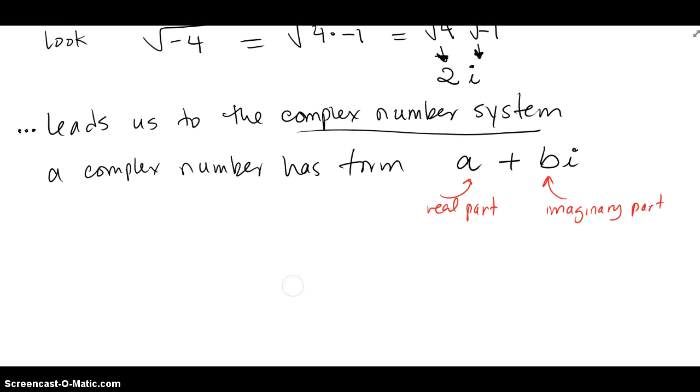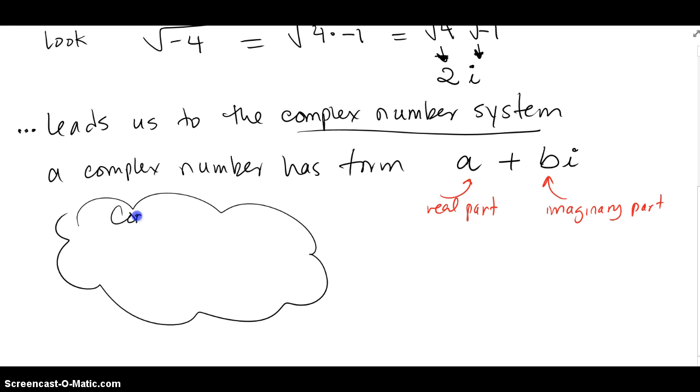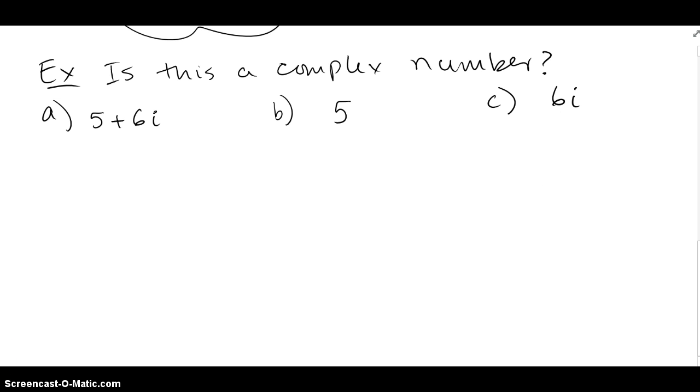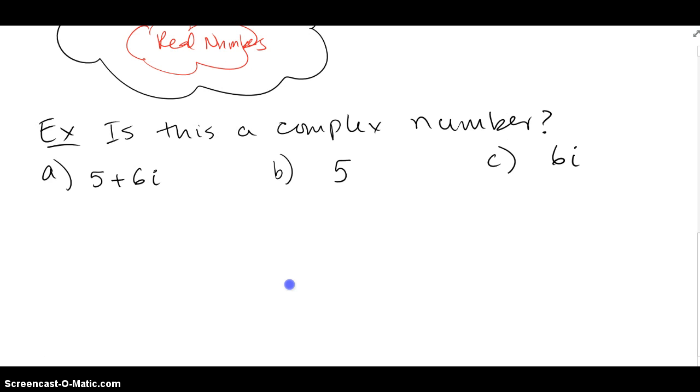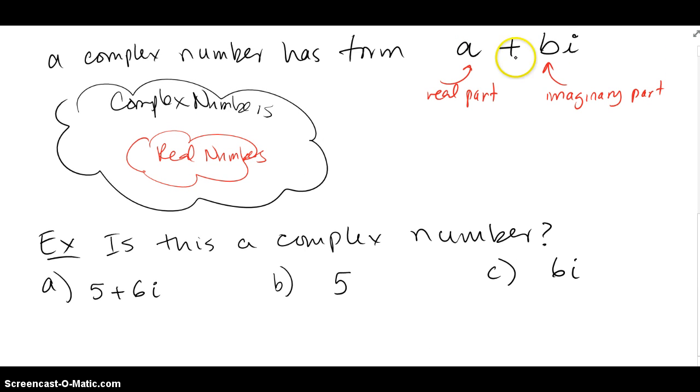Now if we think of numbers in general, the complex numbers are like the god of all numbers, and inside the complex numbers are the real numbers that we've been dealing with all along. So the real numbers are inside the complex number system. Let's look at an example. Is this a complex number? Having in mind that a + bi is the standard form of a complex number, and the real numbers are contained inside the complex numbers.